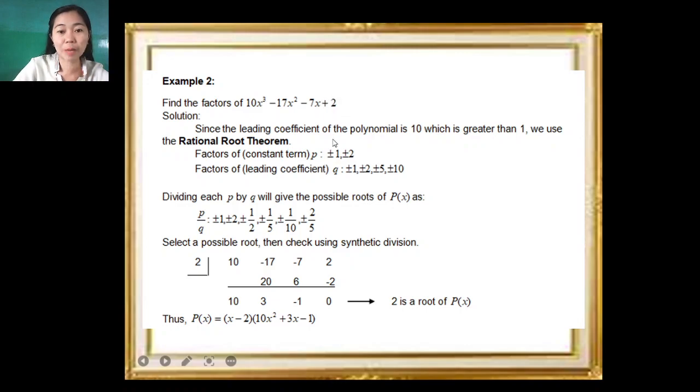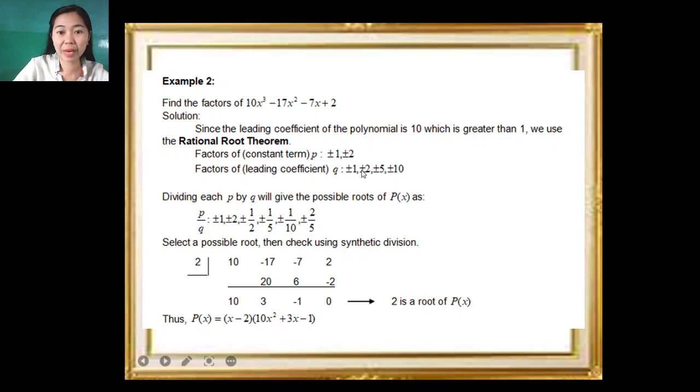So, ano ang factors ng p na 2? Ang factors ng 2 ay positive and negative 1, positive and negative 2. Ano naman ang factors ng q, which is 10? Ang factors ng 10 ay positive, negative 1, positive, negative 2, positive, negative 5, and positive, negative 10. Ngayon, i-divide natin si p by q para ma-list natin yung mga possible root of the given polynomial. So, ibig sabihin, 1 divided by 1 is 1. So, we have positive and negative 1 because we have here the positive and negative sign. And then, 2 divided by 1 is 2, so we have positive and negative 2.